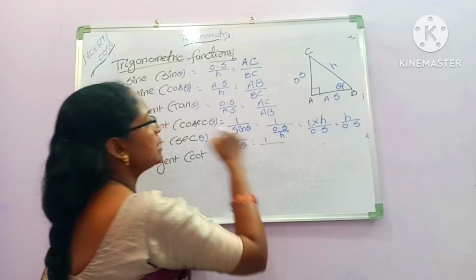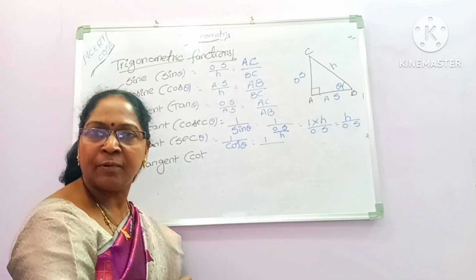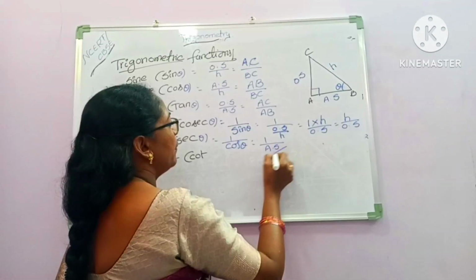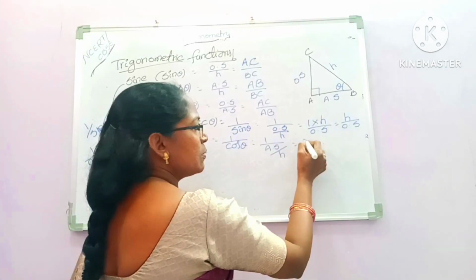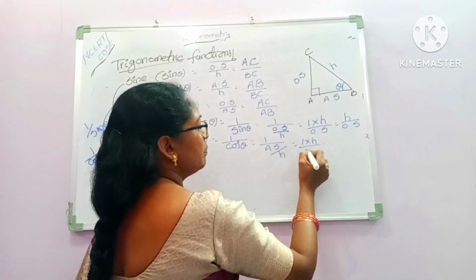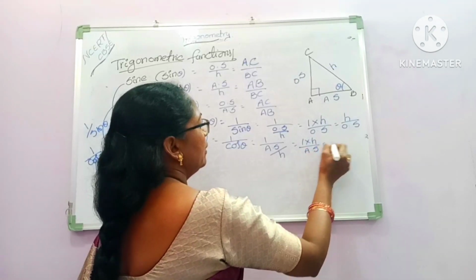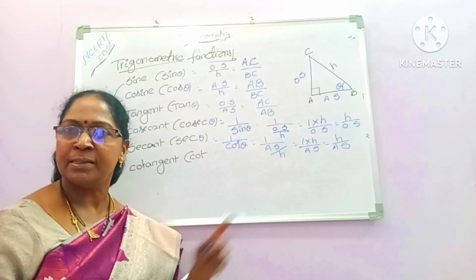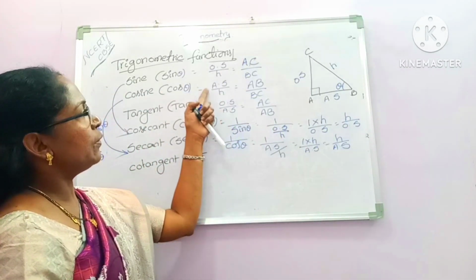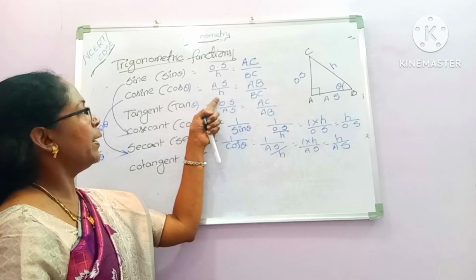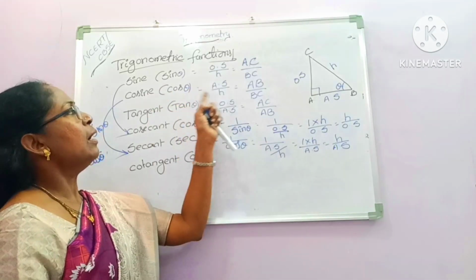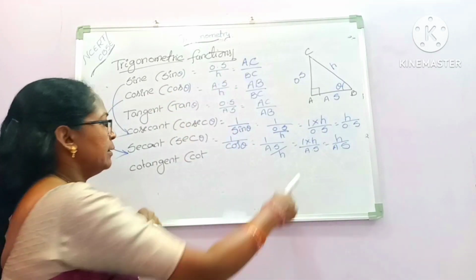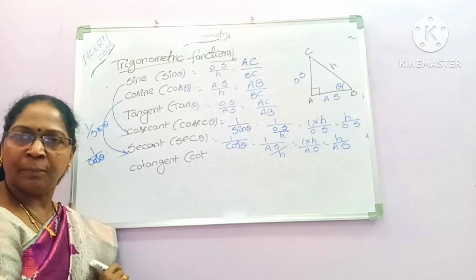Cos theta equal to, what is cos theta formula? Adjacent side by hypotenuse. Simply I have to simplify 1 into h by adjacent side. That equal to hypotenuse by adjacent side. This is the formula. So easily you can understand adjacent side by hypotenuse is cos theta formula and hypotenuse by adjacent side, that is secant theta formula.